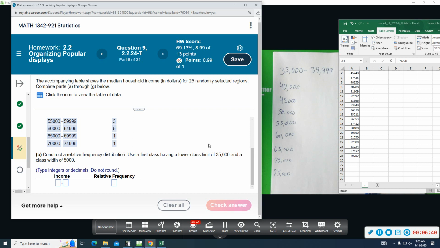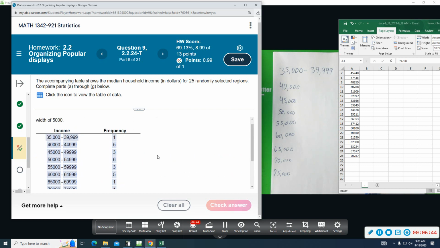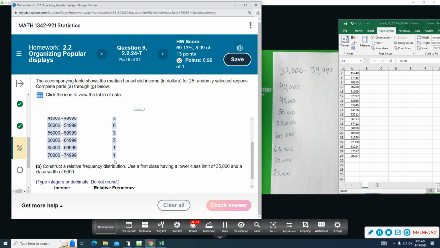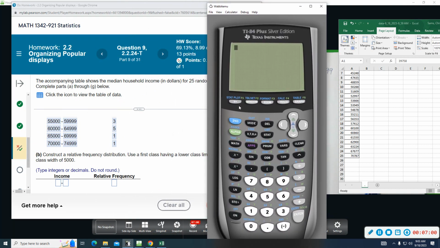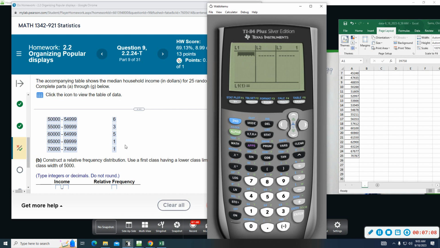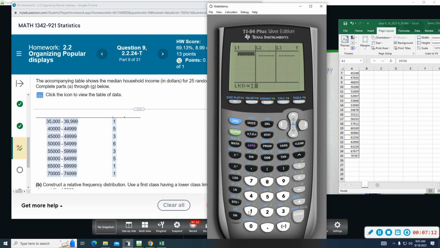All right, so now part B wants us to construct a relative frequency distribution using the lower class limit. So we're going to be using the same class limits, except we're going to change the frequency into the relative frequency. So just to do that process a little faster, I'm going to use the calculator. We're going to go to Stat, Enter on Edit, and then I'm going to input my frequencies the first time. My frequencies are 1, 5, 3, 6, 3, 5, 1, 1. They already told us at the beginning there were 25 households. So I'm going to go to column 2, go to the very top, Second, tell it List 1. We're going to divide all of those numbers by 25.